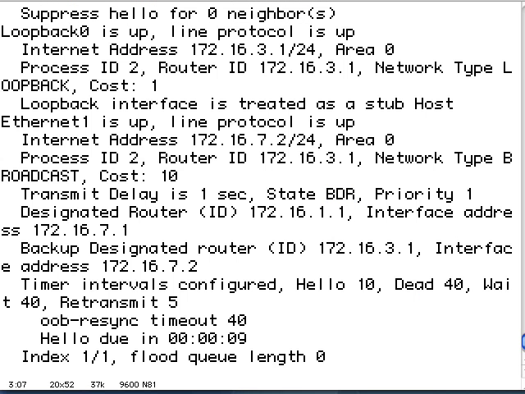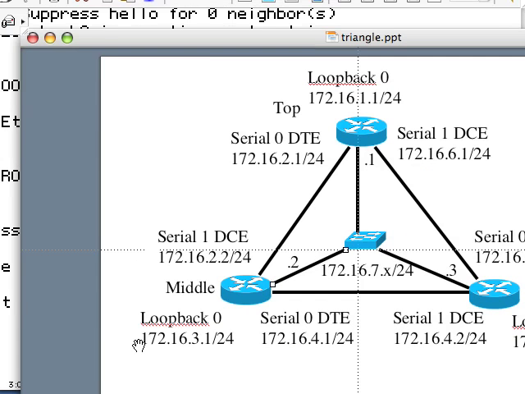router. And the designated router is 172.16.1.1, which is the top router. The backup designated router is me, 172.16.3.1, which is my identity, which is the loopback address.